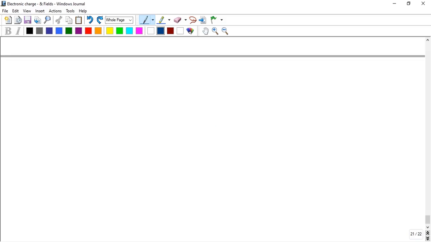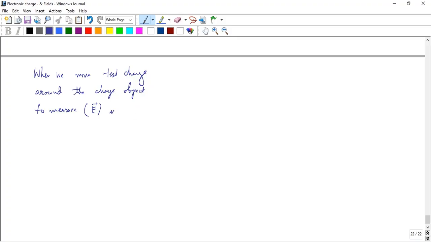Suppose we move a test charge around the charged object to measure the electric field E in the surrounding of the charged body.